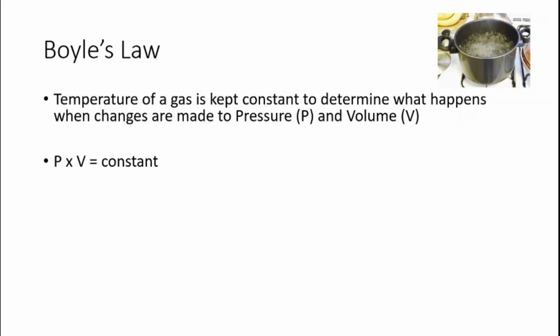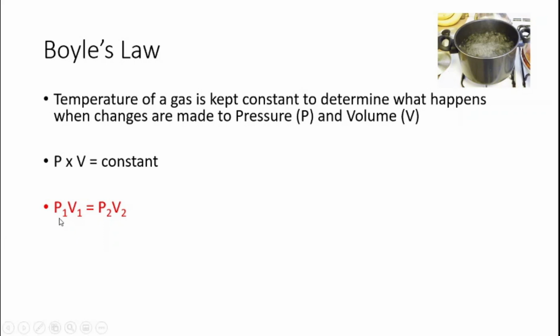So Mr. Boyle, Boyle's law. With Boyle's law, the temperature of the gas is kept constant. All he did was keep the temperature constant and see what would happen to pressure and volume when you changed either pressure or volume. So pressure times volume is a constant. Here's his law: P1V1 equals P2V2. P1V1 is the pressure and volume before anything is changed, and P2V2 is the pressure and volume after something is changed.